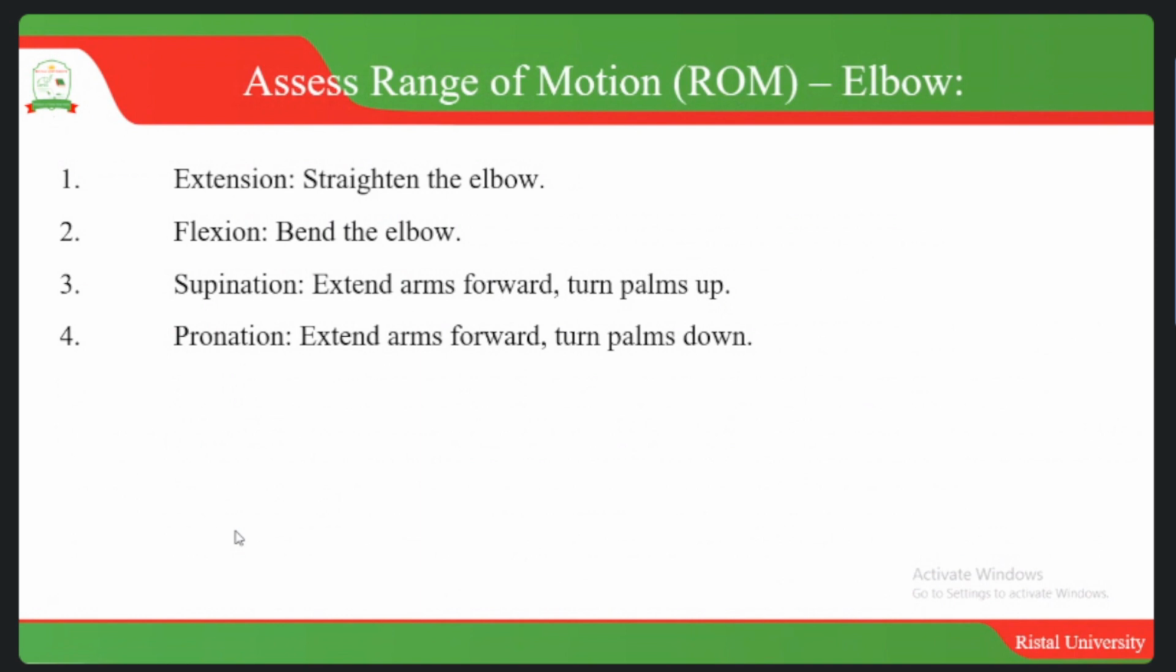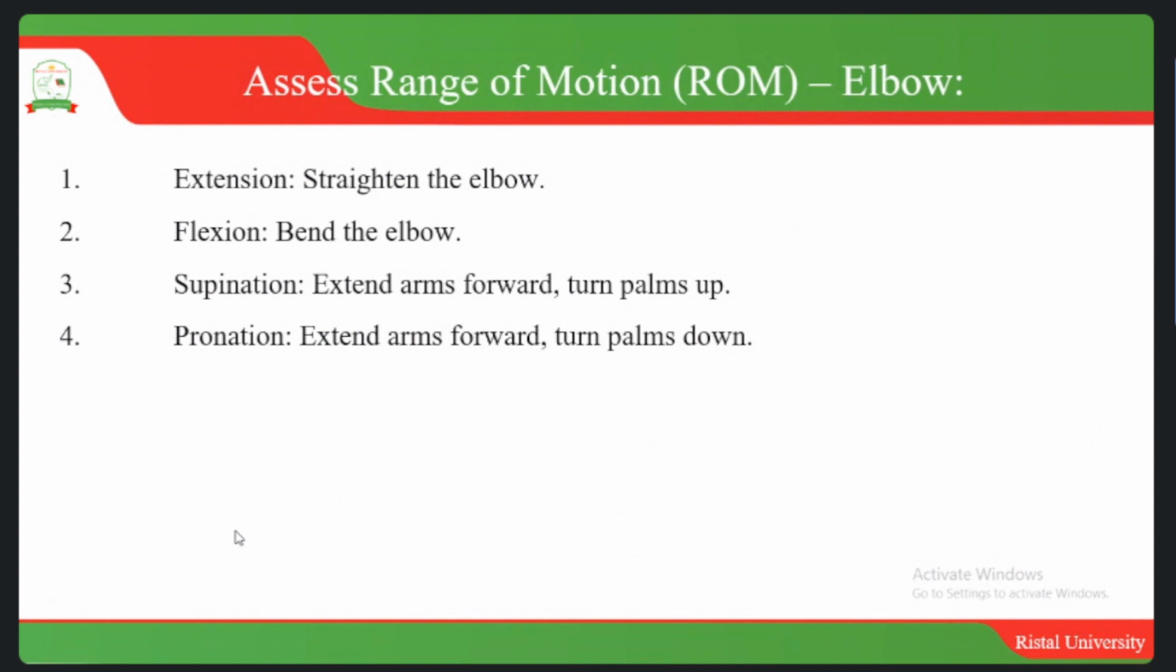So when you look at the elbow, we understand that the elbow is basically one of the joints in our hands. So when you look at the extension, you tell the patient just to straighten the elbow. Tell the patient, if you're seated, can you make your hands straight? Then you watch the elbow whether it is stretching completely or not, or he's feeling pain.